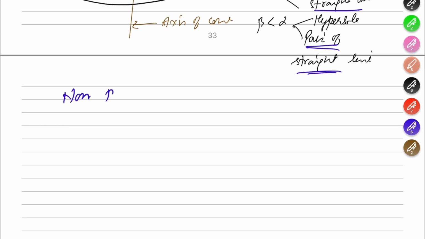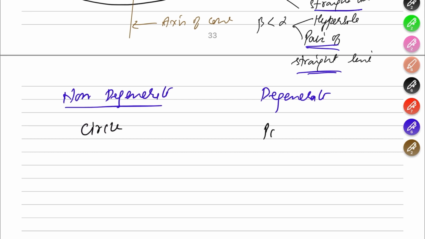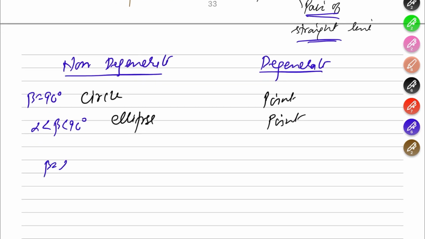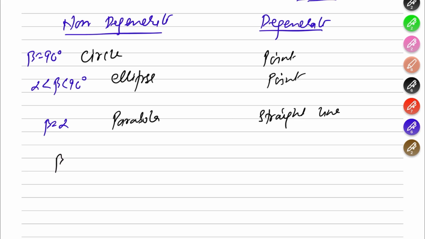So now you understand the non-degenerate and degenerate cases. We get a circle or a point when beta is equal to 90 degrees. Then we get an ellipse or a point. If beta is equal to alpha, we get a parabola or a straight line. If beta is less than alpha, we get a hyperbola or a pair of straight lines.